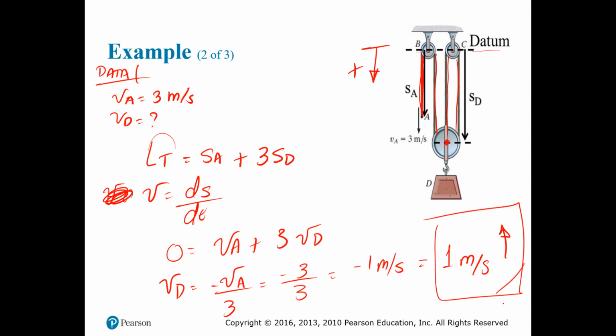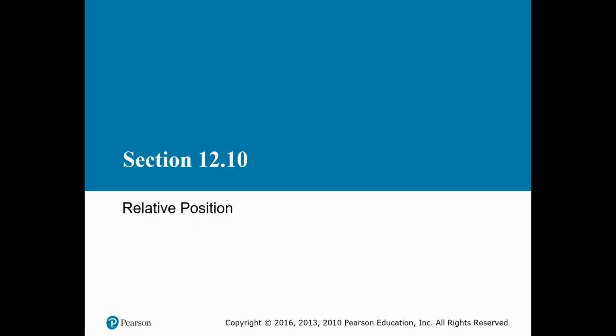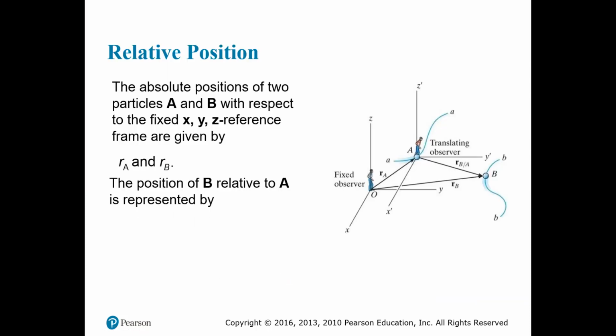So recapping a little bit, what is important is that we place the datum at a fixed location and that we can establish our sign conventions, and it'll be different for each one of us. Then after that, you place your length equation, you derive that in order to get velocity, and if acceleration is needed, then you might do the same thing. So relative position, one of the easiest topics in the whole book.